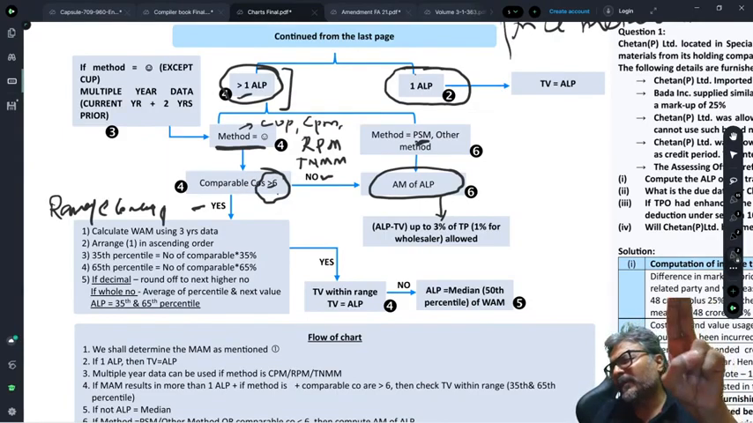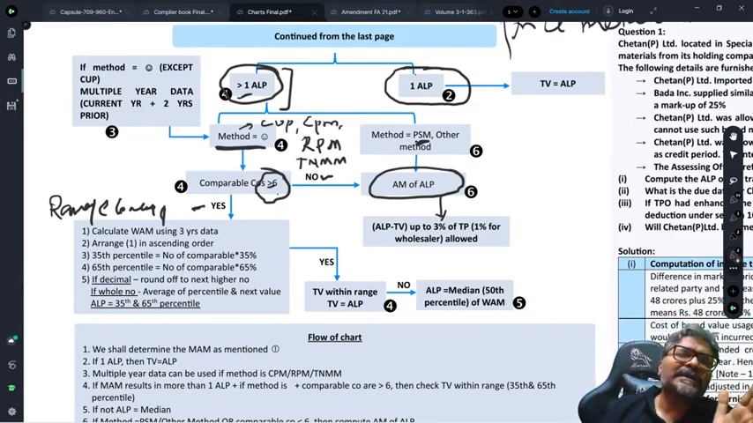Now, there is a second particular point here. Just keep in mind, supposing the data set is, instead of 7, it is 8. So the 35%, 65% that we have discussed will remain the same. But thereafter, once you have established that range and you find that the transfer price is not falling within this range, it is going beyond this range, then what did I tell you? Then you will take 50% of the data set, which is the median, and therefore 50% of the data set is how much? 50% of 8.